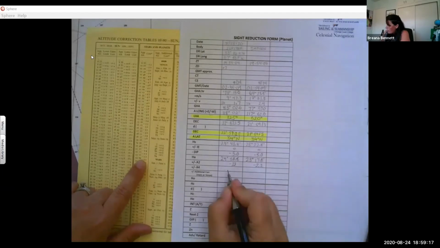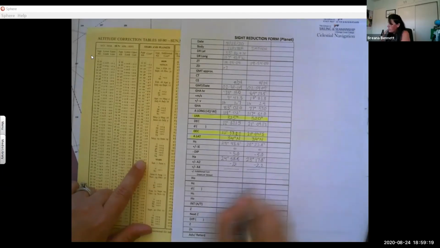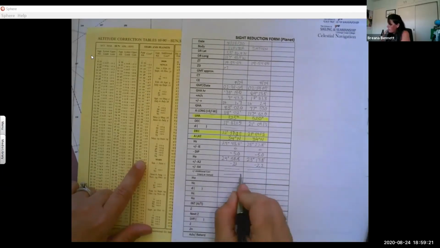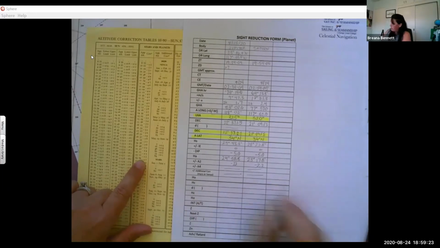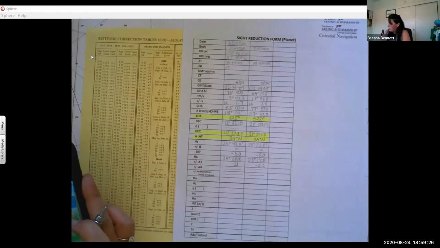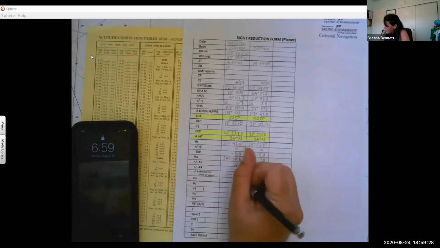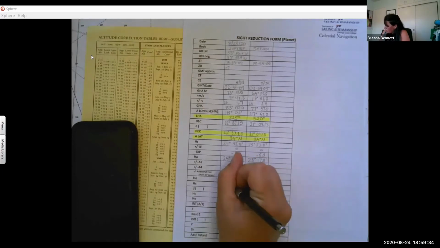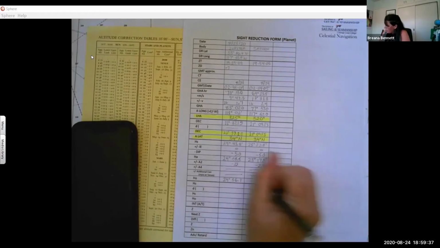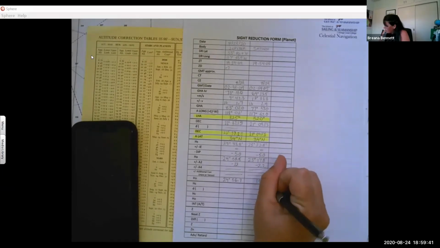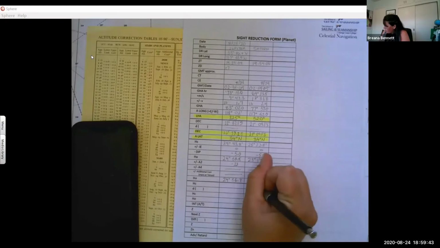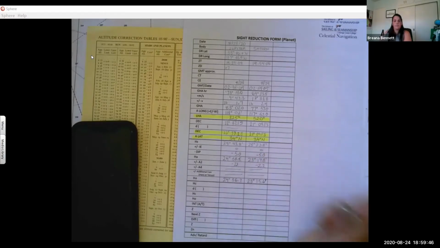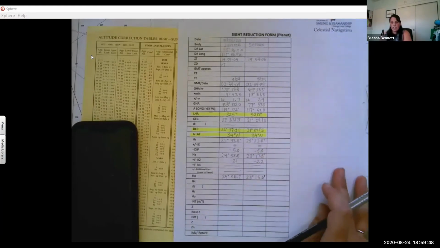We don't have an A4, and we didn't do Mars or Venus, so we don't have those. So now we have 36.7, 24 degrees, and we have 15.6, 23 degrees. Now we have our HO.